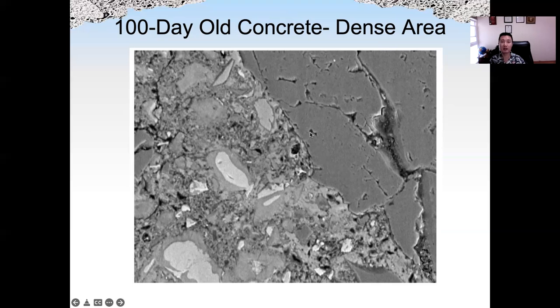Here shows 100-day-old concrete. The area on the upper right is the aggregate. The ITZ will be these areas between the aggregate and the cement paste, the ground mass. From here, we may see more black color or voids on the ITZ, but not very significant, not like a clear-cut, weak, porous ITZ in this picture.